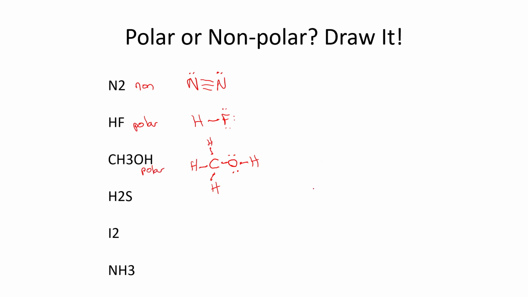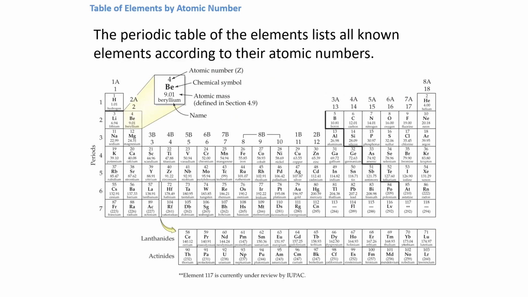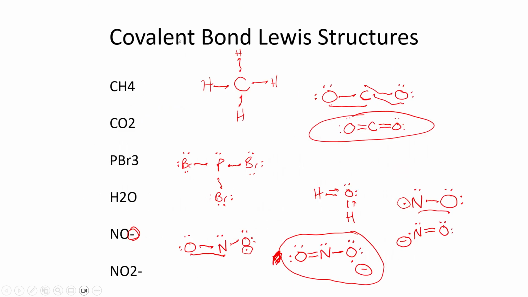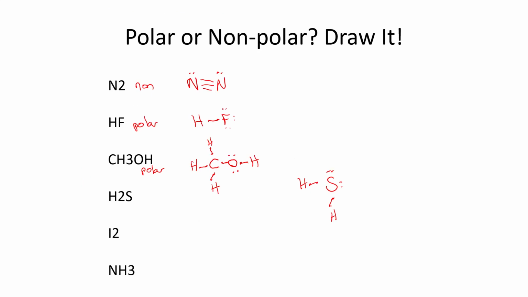H2S. So S is a group 6A. It's going to have 6 valence electrons. And hydrogen each has 1. So going back to our table of electronegativity, hydrogen versus sulfur, there is a major discrepancy in electronegativity. This would bend, and this is polar.